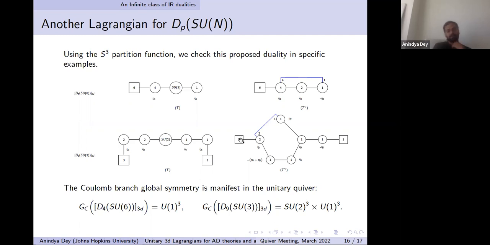Okay. So this is a feature of these unitary quivers, that you don't have to basically do any Hilbert series computation to know what the Coulomb branch global symmetry is. You can just simply read it off from the quiver itself. Okay, is this clear? Or should I?